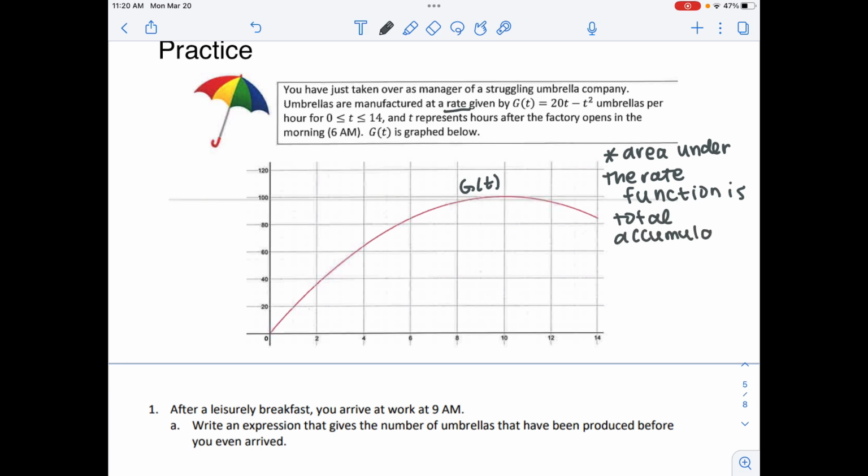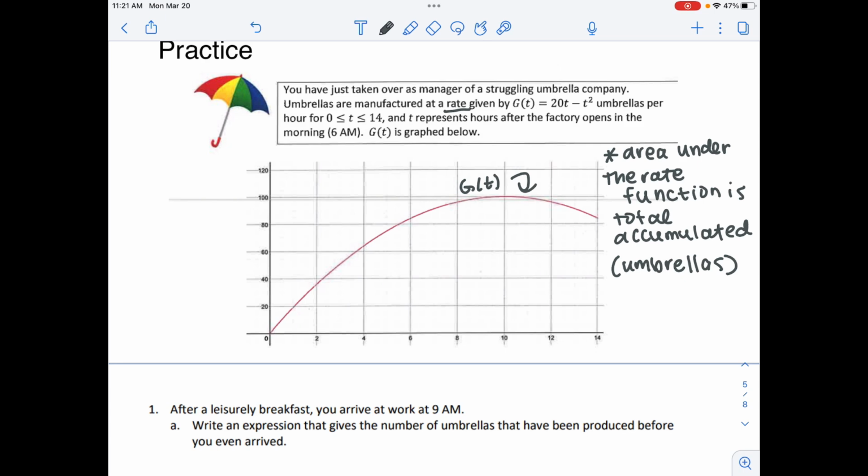So if you took the area under the curve of the rate of change of rain one day, if you took that area, you would figure out how much it actually rained that day. And so if we take the area under this curve, we would figure out the total accumulation, specifically in this situation of umbrellas. Because this curve is the rate of umbrellas being produced, the area under it is the amount of umbrellas being created.